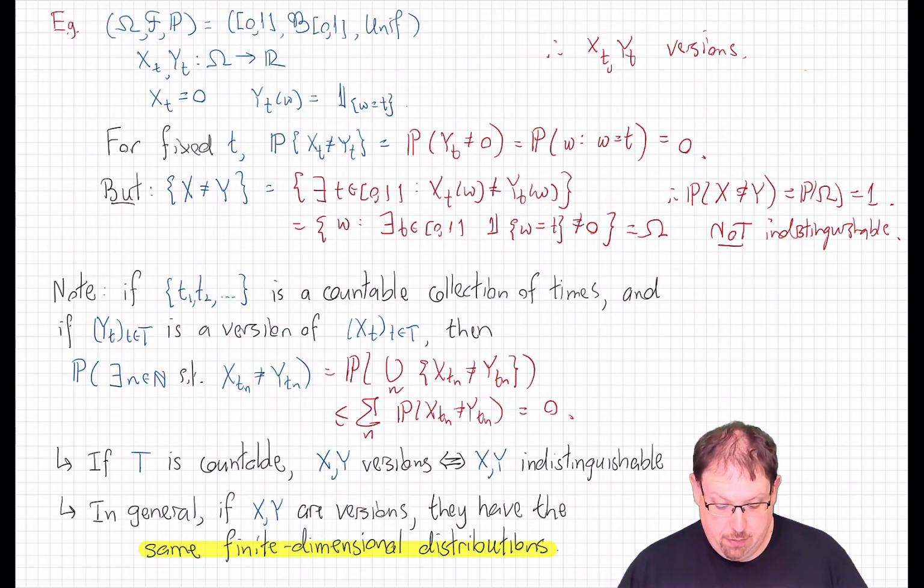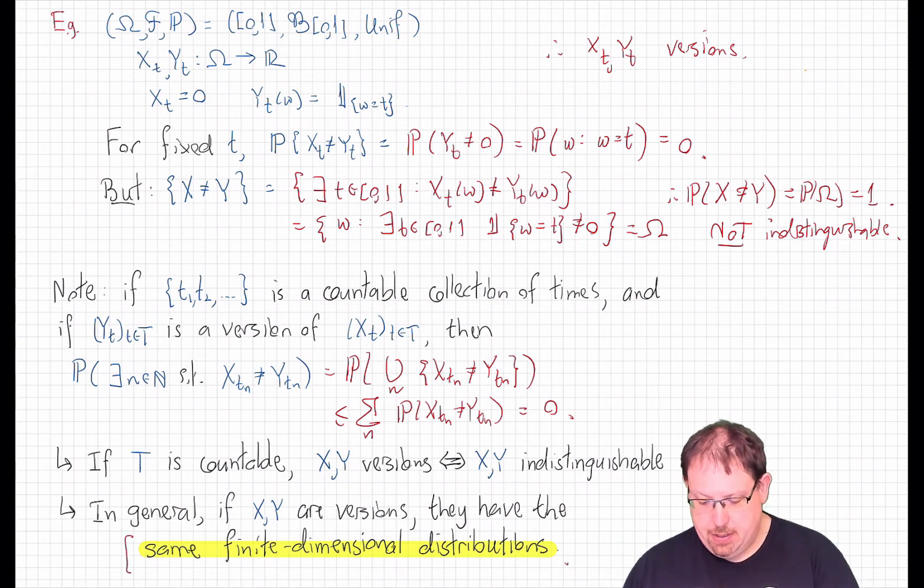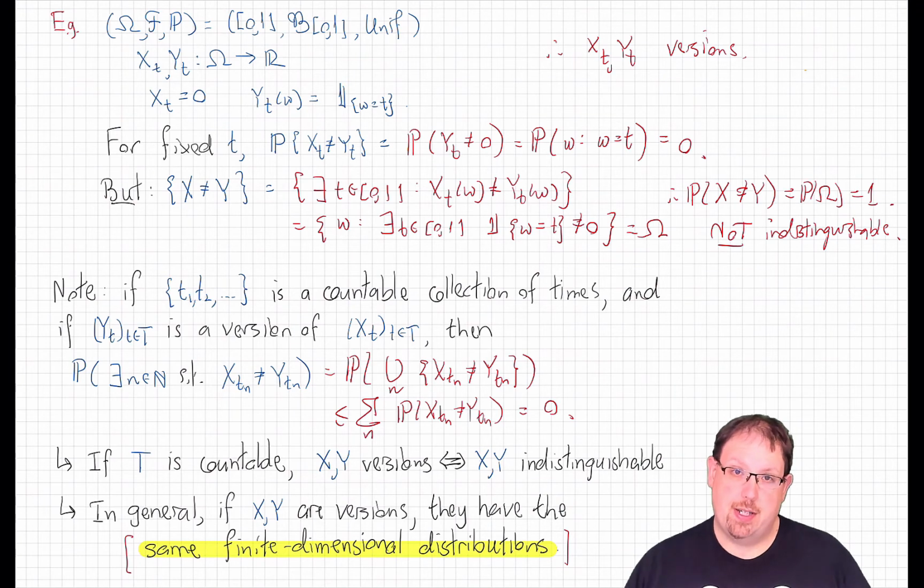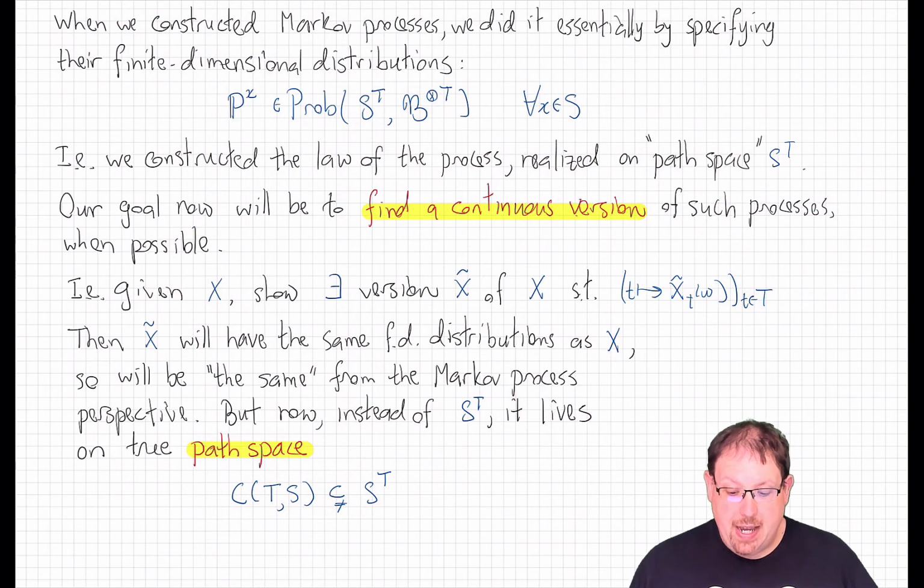And so what we see is that if the whole time set is countable, then being versions of each other is the same thing as being indistinguishable. And more generally, if you have two processes that are versions of each other, then they always agree with probability 1 on any countable collection of times, in particular on any finite collection of times. And so that is to say, if two processes are versions of each other, then they must have the same finite dimensional distributions. Now, thinking back to Markov processes, when we constructed them at the beginning, we basically just specified them by their finite dimensional distributions.